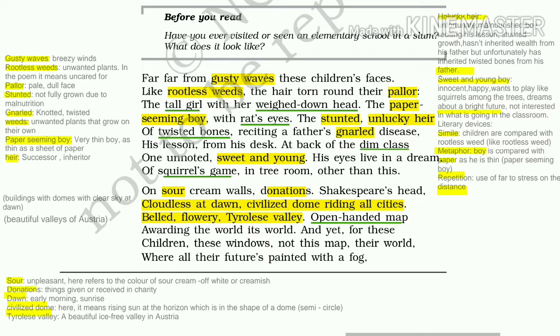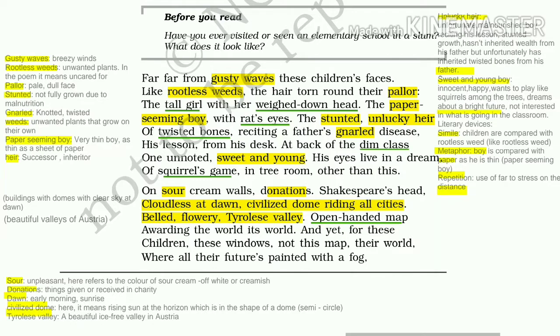Far, far from gusty waves, these children's faces, like rootless weeds, the hair torn round their pallor, the tall girl with her head bowed down, the paper-seeming boy with rat's eyes, the stunted, unlucky heir of twisted bones, reciting a father's gnarled disease, his lessons from his desk. At back of the dim class, one unnoted, sweet and young, his eyes live in a dream of squirrel's game, in tree room other than this.